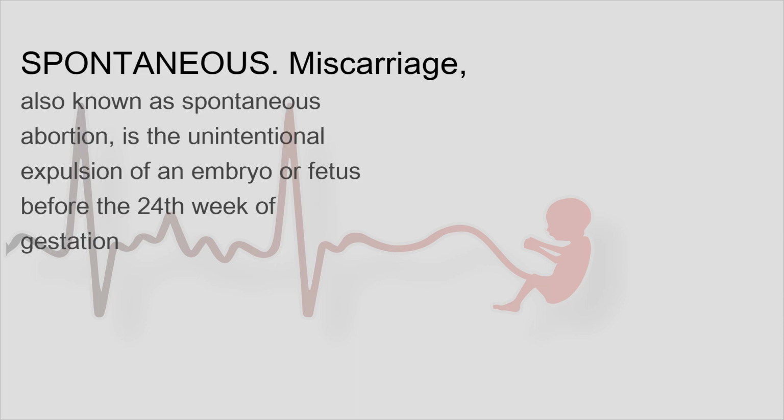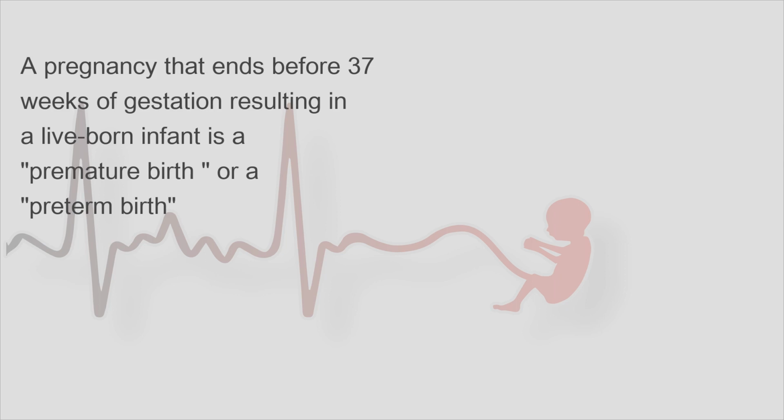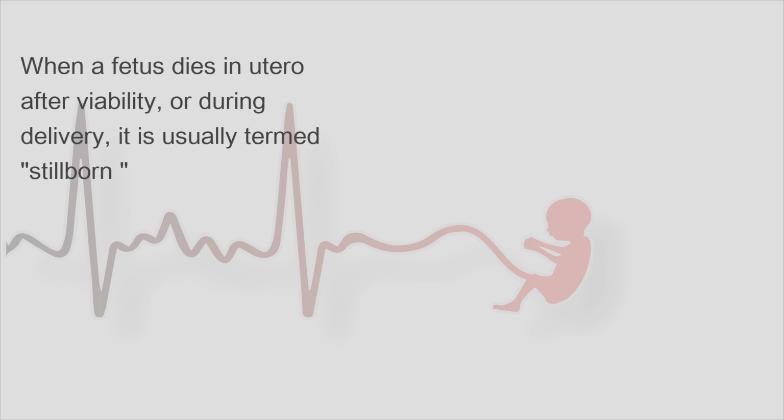Spontaneous miscarriage, also known as spontaneous abortion, is the unintentional expulsion of an embryo or fetus before the 24th week of gestation. A pregnancy that ends before 37 weeks of gestation, resulting in a live-born infant, is a premature birth or a preterm birth. When a fetus dies in utero, after viability, or during delivery, it is usually termed stillborn.